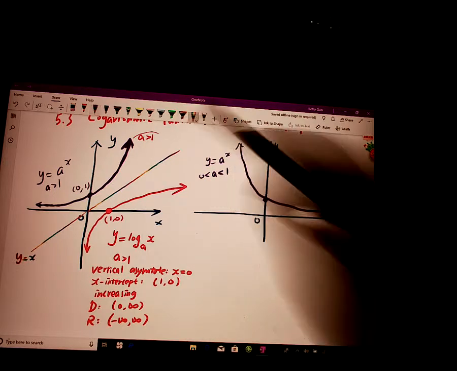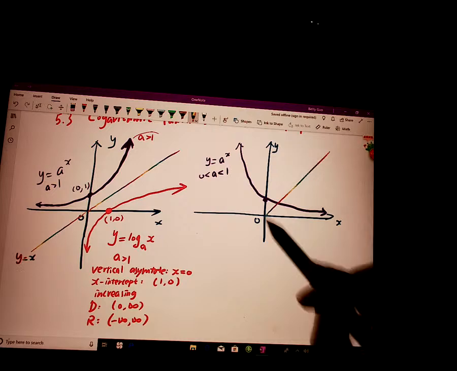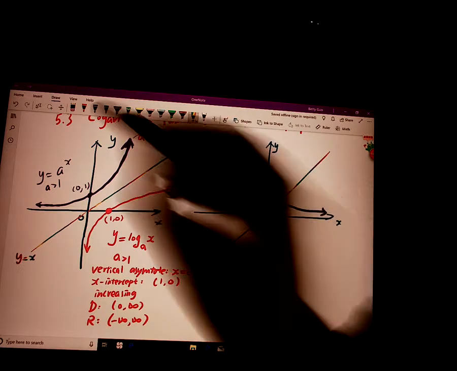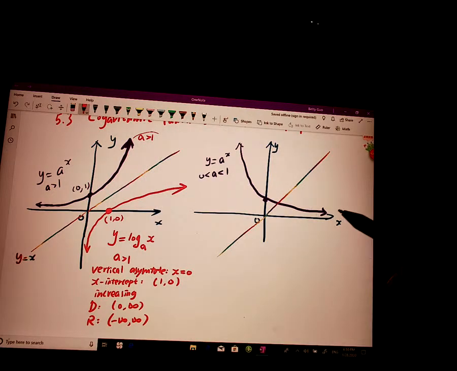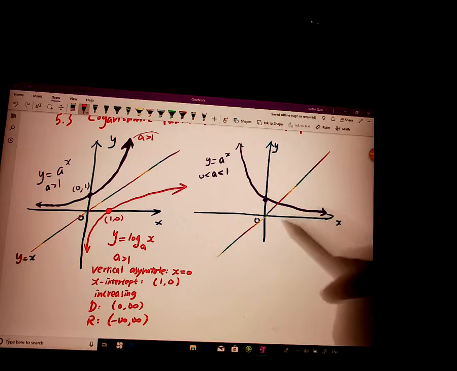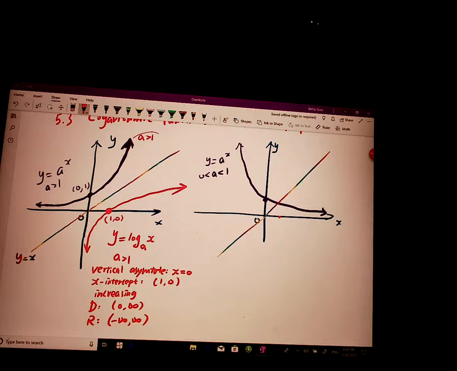So let me graph the bisector. And then I'm going to draw the graph for the second category logarithmic function. I'm going to draw it like that.